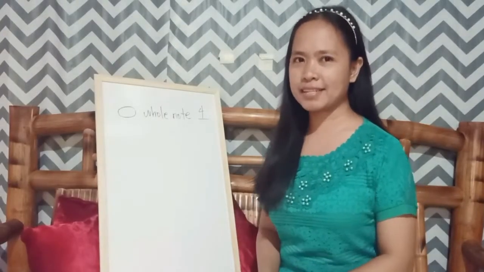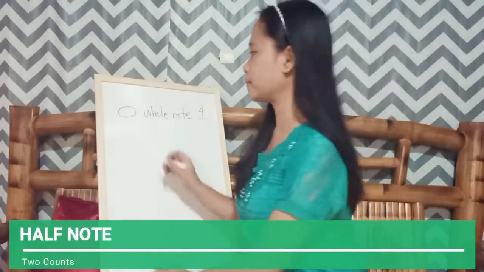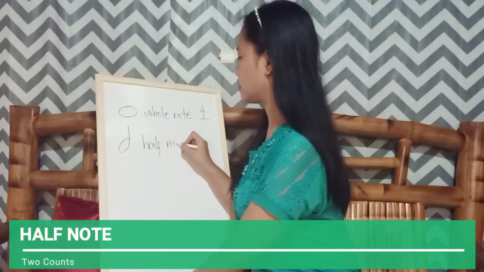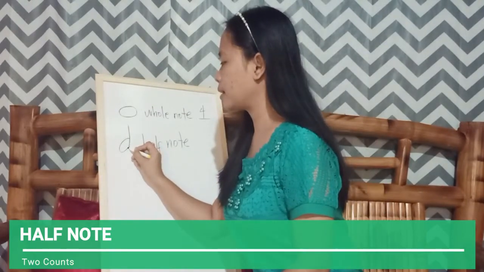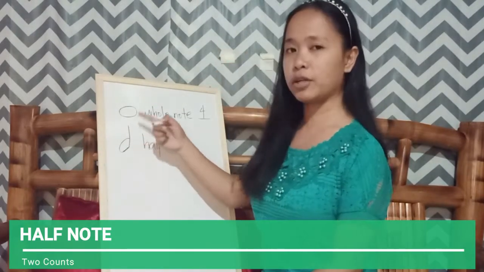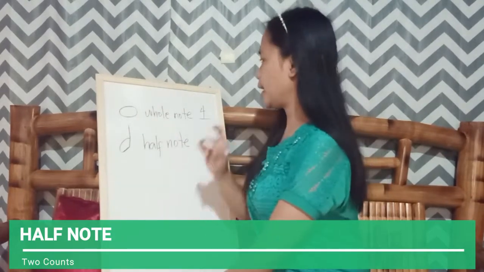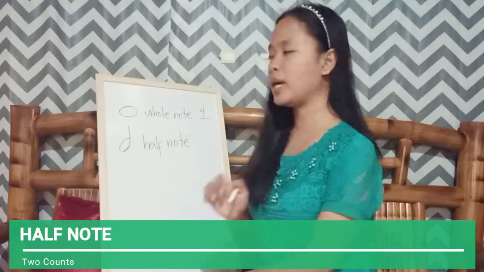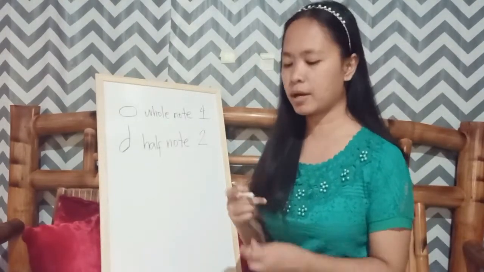And now for our next note, we are going to have the half note. For our half note, it looks like this. Parang itlog din, pero meron na tayong stem. Okay, meron na tayong stem. And it has 2 counts. Okay, so meron tayong 2 counts.